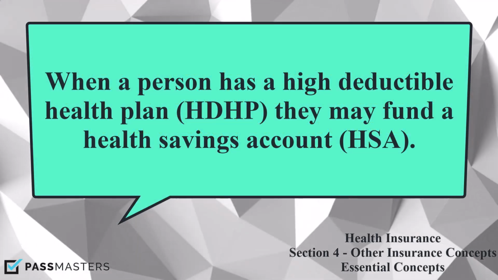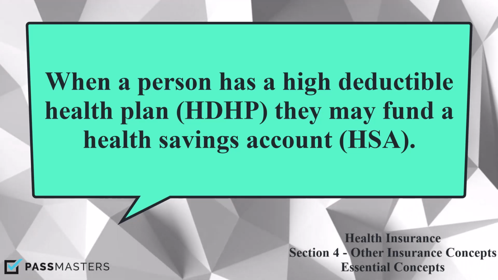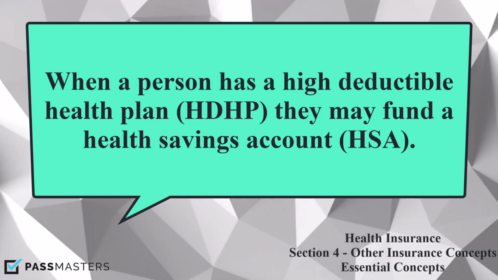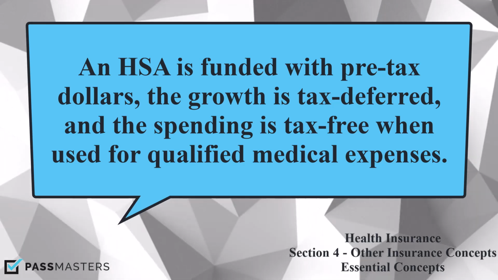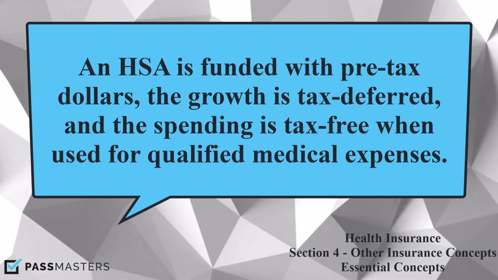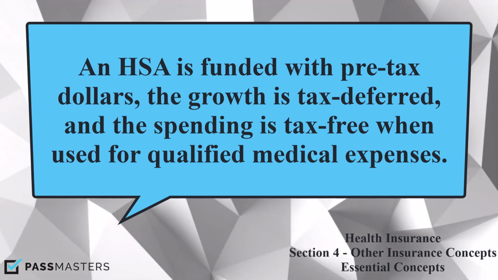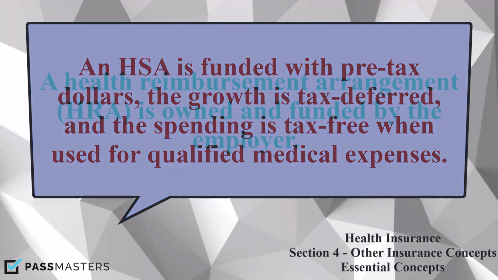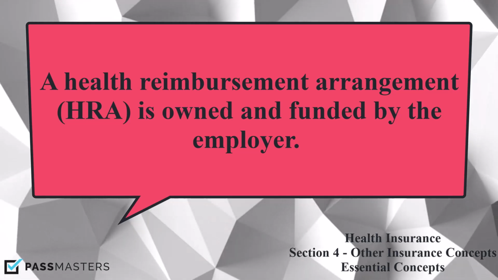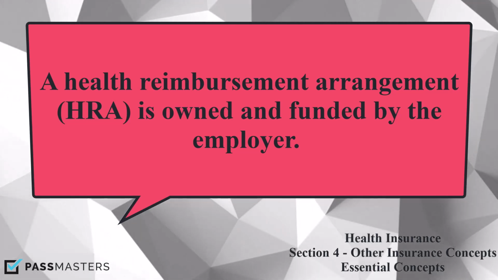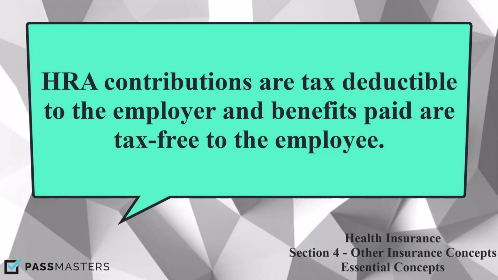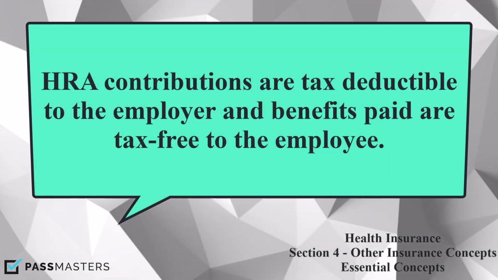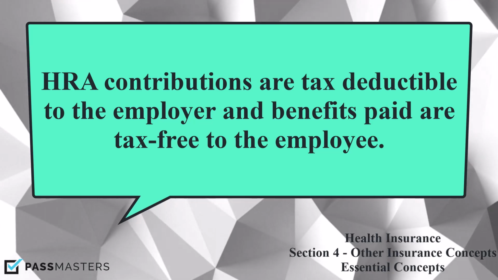When a person has a high deductible health plan, HDHP, they may fund a health savings account, or HSA. An HSA is funded with pre-tax dollars, the growth is tax deferred, and the spending is tax-free when used for qualified medical expenses. A health reimbursement arrangement, HRA, is owned and funded by the employer. HRA contributions are tax deductible to the employer, and benefits paid are tax-free to the employee.